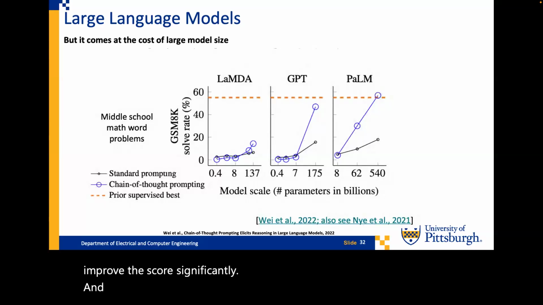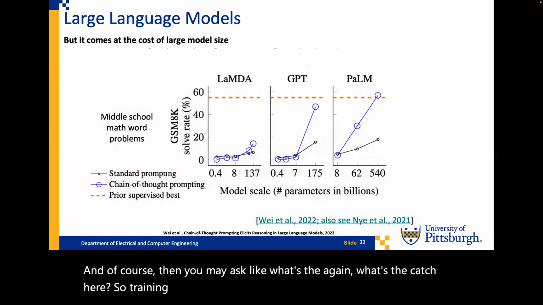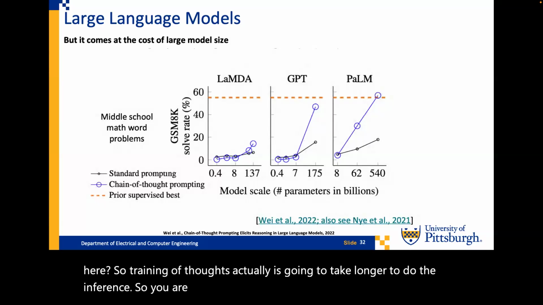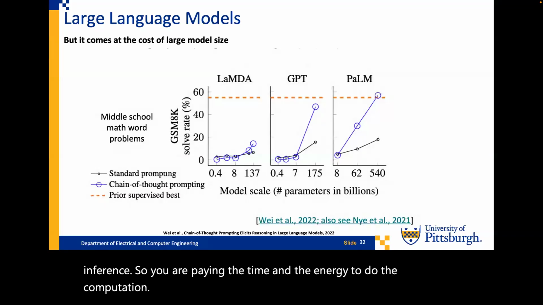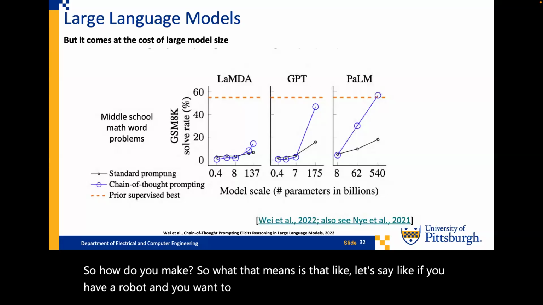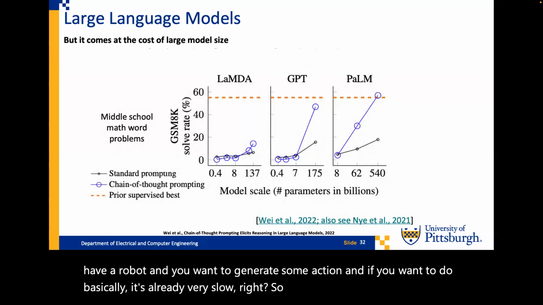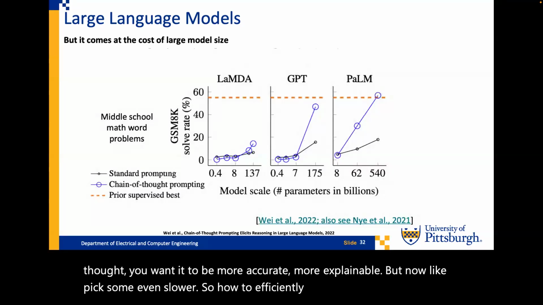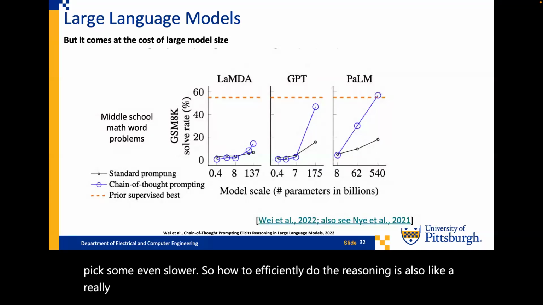And of course, then you may ask, what's the catch here? Chain of thought is going to take longer to do the inference, so you are paying the time and the energy to do the computation. What that means is, let's say you have a robot and you want to generate some action, and it's already very slow, right? If you want to do chain of thought, you want it to be more accurate, more explainable, but now it makes them even slower. So how to efficiently do the reasoning is also a really big research area nowadays.